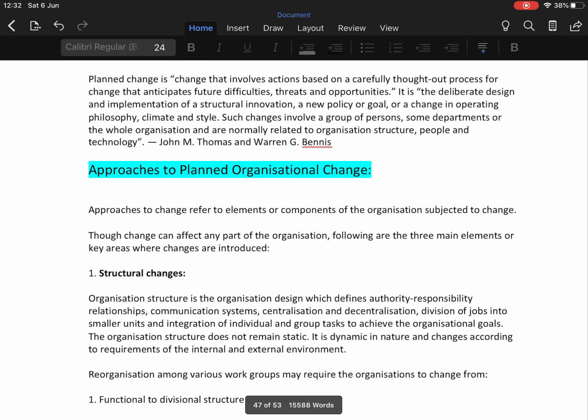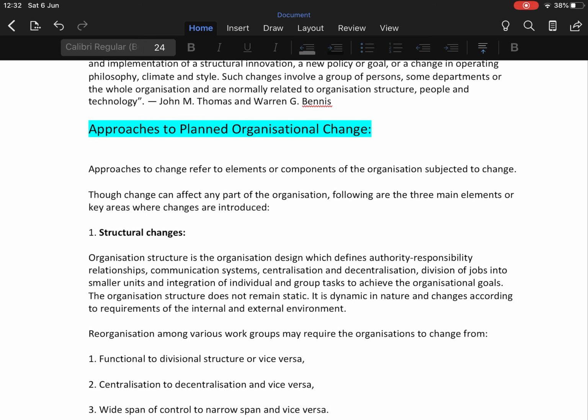Now the next topic is approaches to planned organizational change. The first approach is structural change. Organization structure is organizational design, which defines authority and responsibility relationships, communication system, centralization and decentralization, division of jobs into smaller units, and integration of individual and group tasks to achieve the organization goal.